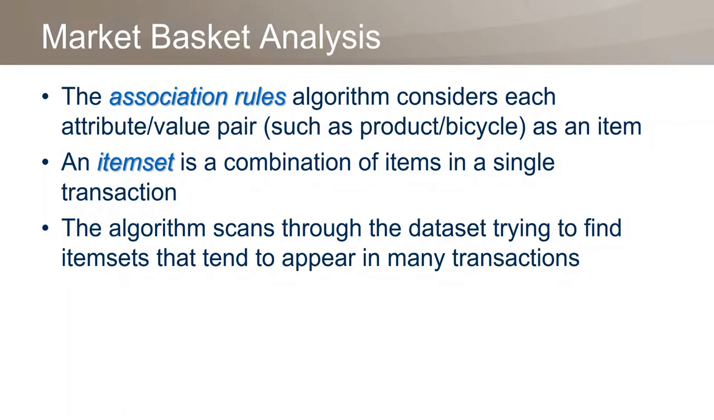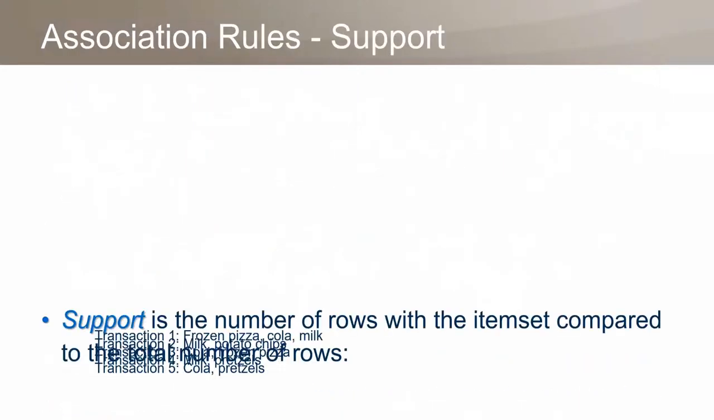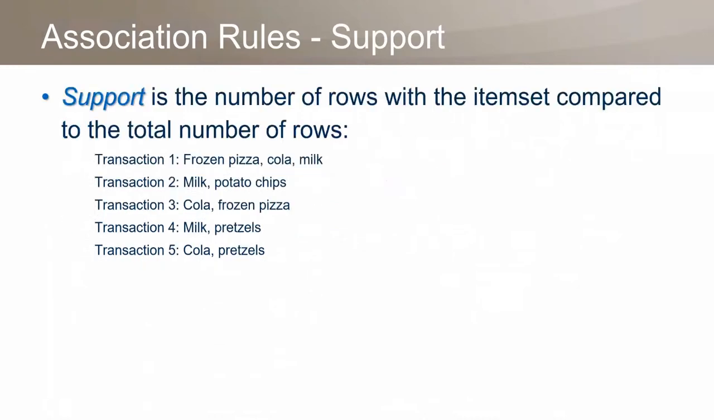And then you have to scan through the data set and try to find the item sets that tend to appear together in many transactions. And then you calculate different terms. So first, the most important maybe thing is support. You can express this as a percentage or even as an absolute number. So number of rows with the item set, with the combination of products compared to the total number of rows for all, let's say, if we have orders, order lines, compared to the total number of order lines.